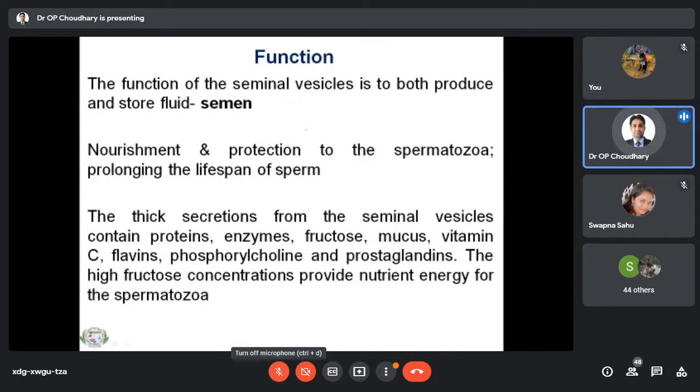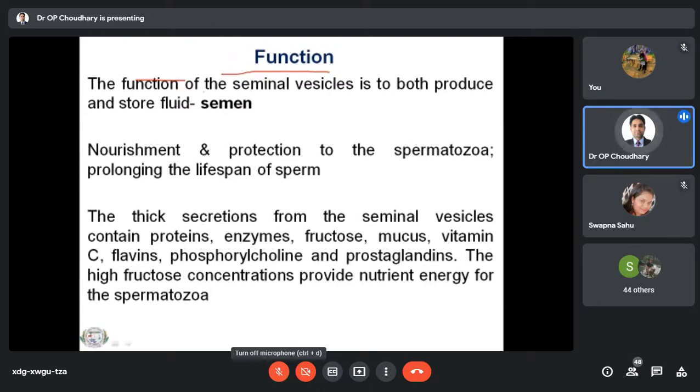So what is the function? This is very, very important. The function of the seminal vesicle is to produce and store a fluid, the semen. The semen provides lubrication to the spermatozoa, gives nourishment and protection, and also prolongs the lifespan of the spermatozoa. So this is the function of the seminal vesicle fluid.